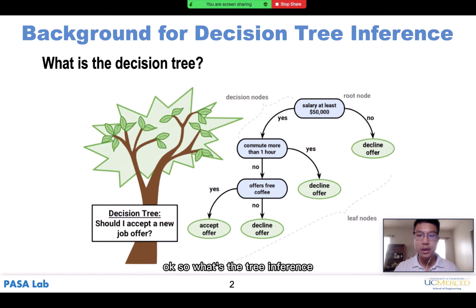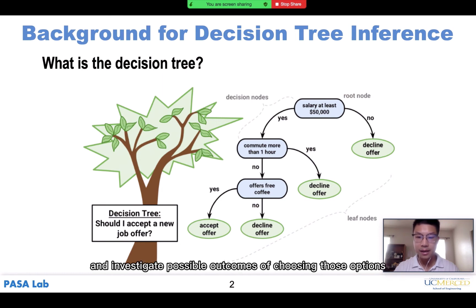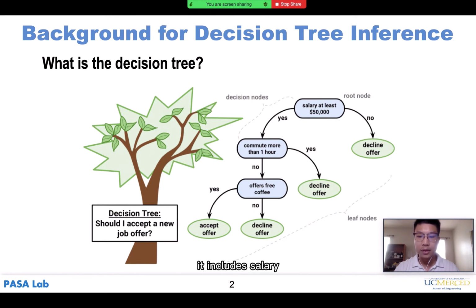Okay, so what is tree inference? A decision tree is a highly effective structure within which you can lay out options and investigate the possible outcomes of choosing those options. Decision tree inference can be used to help build automated and predictive models. As we can see from this figure, this tree has one root node and multiple decision nodes and leaf nodes, which can be used to determine whether I accept this job or not. It includes salary, commute hours, and free coffee. These things are helpful for us.